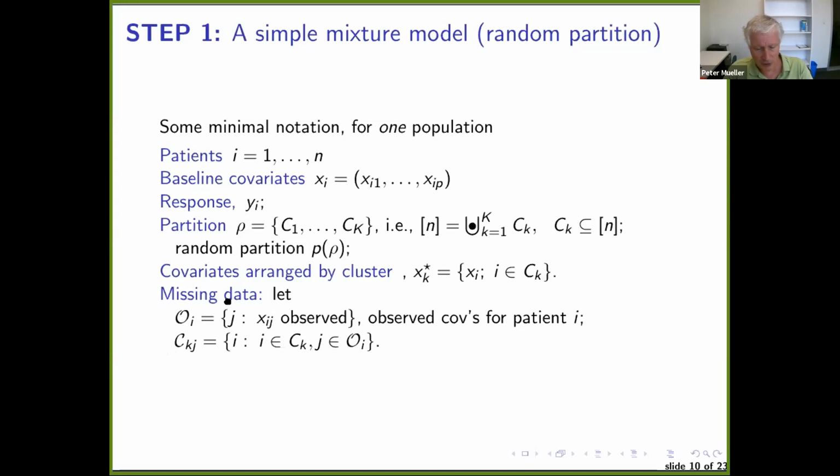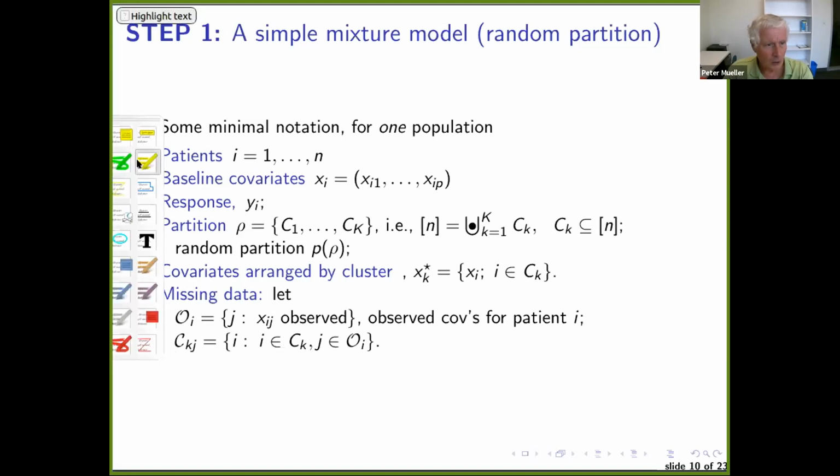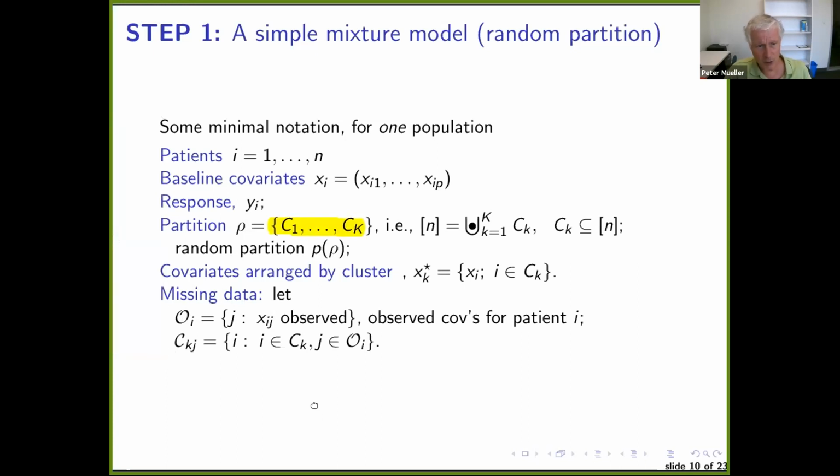The other important thing to remember is that notation C for the clusters that will keep on popping up. So that's important to remember. C1 through CK, those are the clusters.